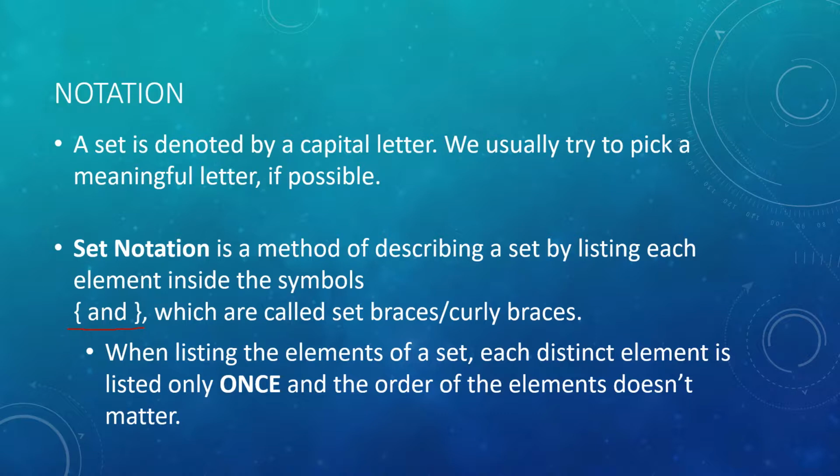And then very important here, this little bullet point is very important. It says when you're listing the elements of a set, each distinct element only needs to be listed once. All right, so for example, if you had a set and you were going to put the ages of everyone in the class, if I had 2 people that were 19, I only need to list 19 one time. All right, so you only list each distinct element one time.